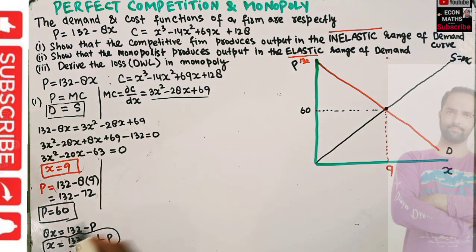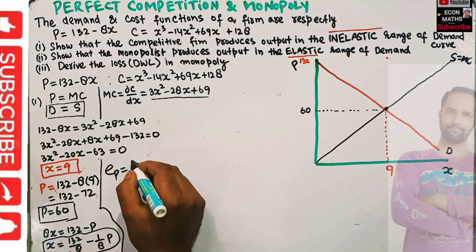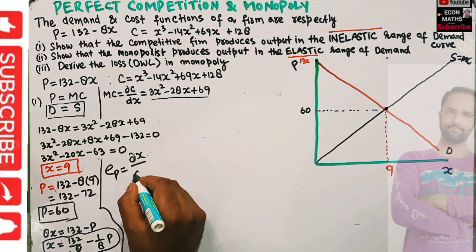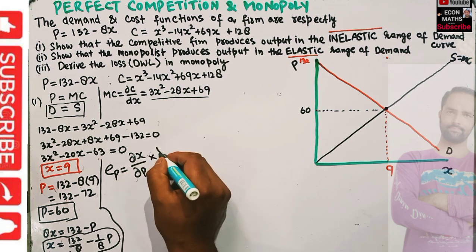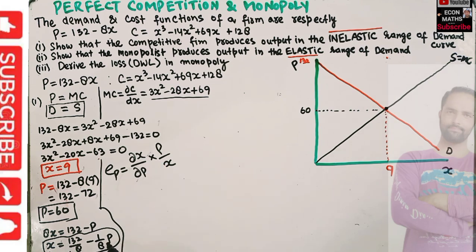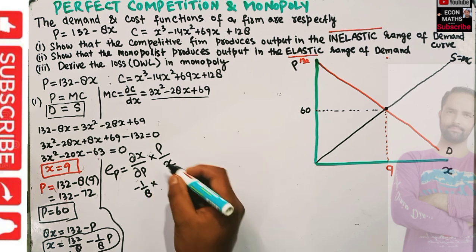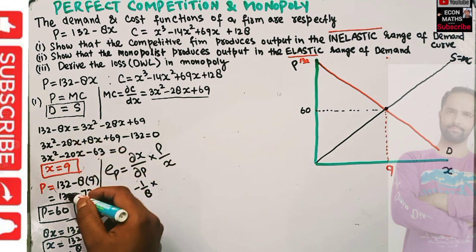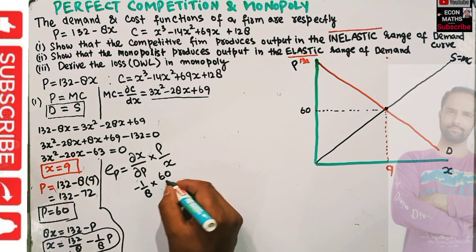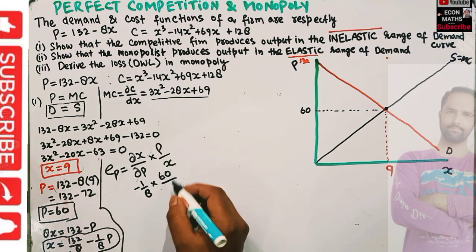Now elasticity of demand is simply the derivative of this demand function, dx with respect to price, into p upon x. dx upon dp means taking the derivative of this function with respect to price. The derivative of a constant is 0, the derivative of p is 1. We are left with minus 1 upon 8. And the equilibrium price is 60, and x is equal to 9.